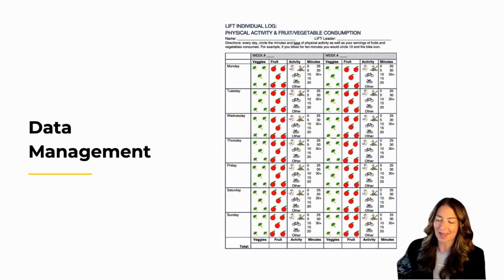We also have a very basic and rudimentary way to track physical activity and fruit and vegetable consumption. This is the LIFT tracker. This helps people be able to differentiate between fruit and vegetable consumption, able to capture what type of activity they're doing and for what duration.